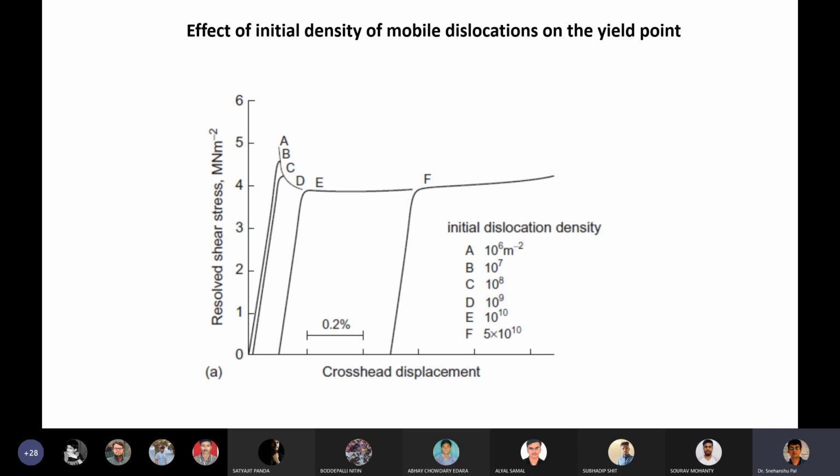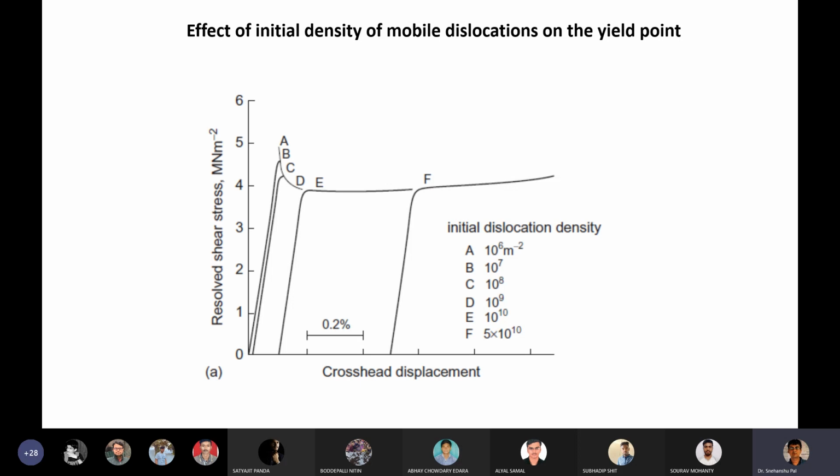Now we are going to discuss the effect of initial density of mobile dislocations on yield point. If you look at the picture, at A, 10 to the power 6 means the dislocation density is lower, and similarly for cases B, C, D, E. As the mobile dislocation density increases, what is happening? The upper yield point is lowering and it slowly reaches the lower yield point. That is a very interesting phenomenon.